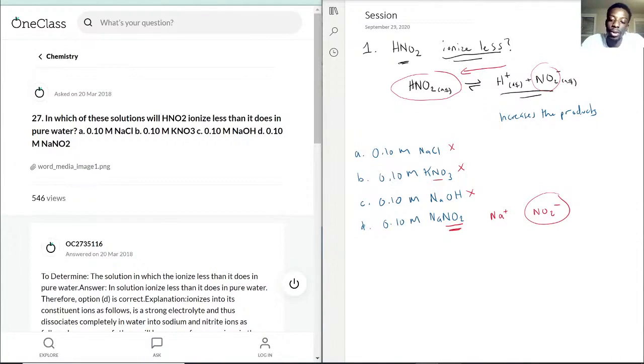So for this question, D is the correct answer, as it's the only one that has similar properties to what we're working with, aka the NO2 minus, a similar product, so it's pushing the HNO2 to the reactant side, hence ionizing less. So that's how we solve question 1 there.